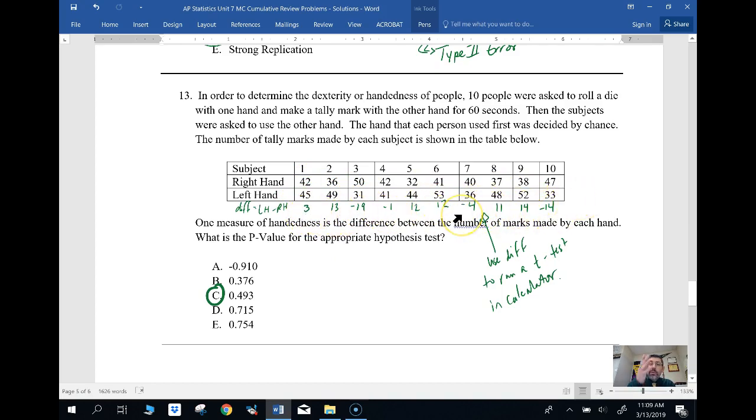Then I'm going to put those differences in my spreadsheet, in my calculator, and then I'm going to run a one-sample t-test with an alternative hypothesis of not equal to, because it's just asking for a difference. So I run that test. I end up getting a p-value of 0.493.